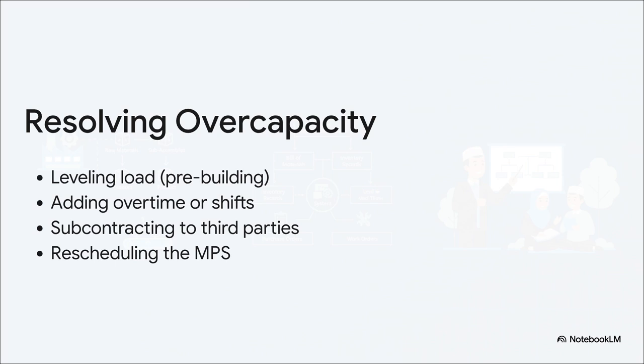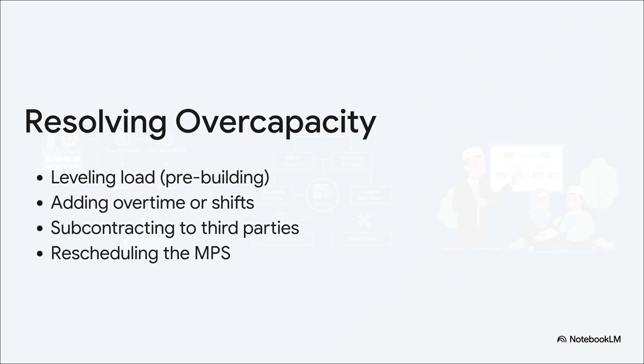When CRP flags that 120% overcapacity, you have to issue action notices. And you've got a few strategic levers you can pull. You could try leveling the load by pre-building items, maybe move some of that work forward into a period where you only had an 80% load. You could add temporary capacity by authorizing overtime or maybe bringing on an extra shift. If that's still not enough, you might have to subcontract components to a third-party manufacturer. And if literally all else fails, you have to bite the bullet and reschedule the master production schedule itself.